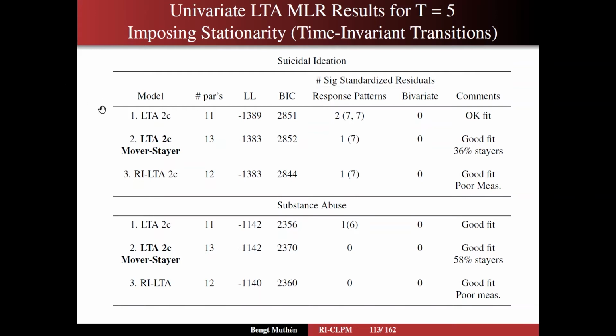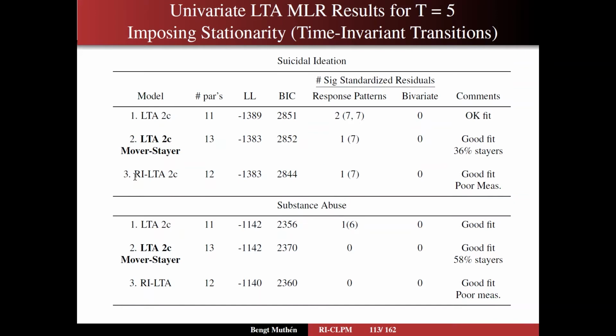Now, the LTA model is well fitting in the usual 2-class model, once again here for the last T equals 5 as opposed to the T equals 8 that we talked about before. But you get a better fit if you move to the mover-stayer model. You get a somewhat better log likelihood. BIC is not better because you add more parameters than you benefit from. But it's a good fit, and you get a reasonable estimate of 36% stayers.